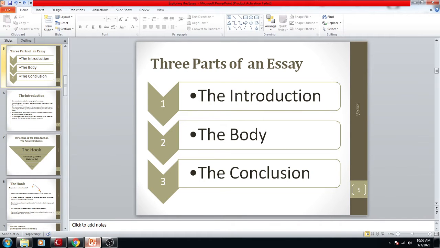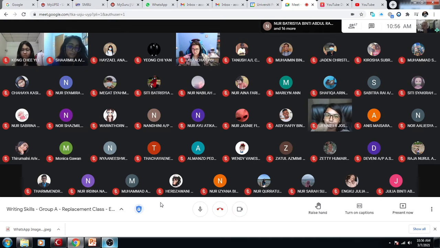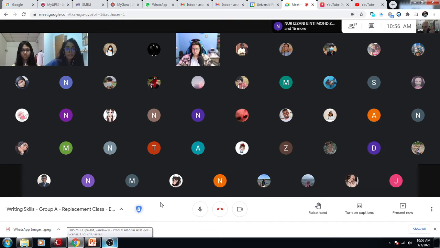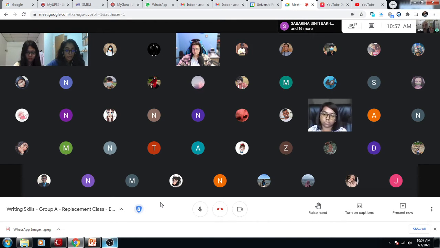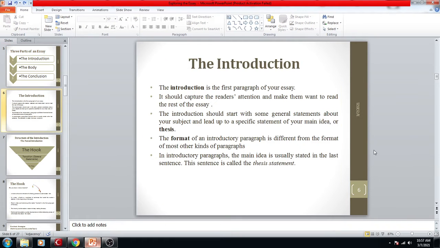The 3 parts of an essay: introduction, the body, and the conclusion. Remember, the paragraph also has 3 parts: the topic sentence, the supporting sentences and the developing sentences, and the concluding sentence. So the paragraph has 3 parts, and so has the essay. The introduction.